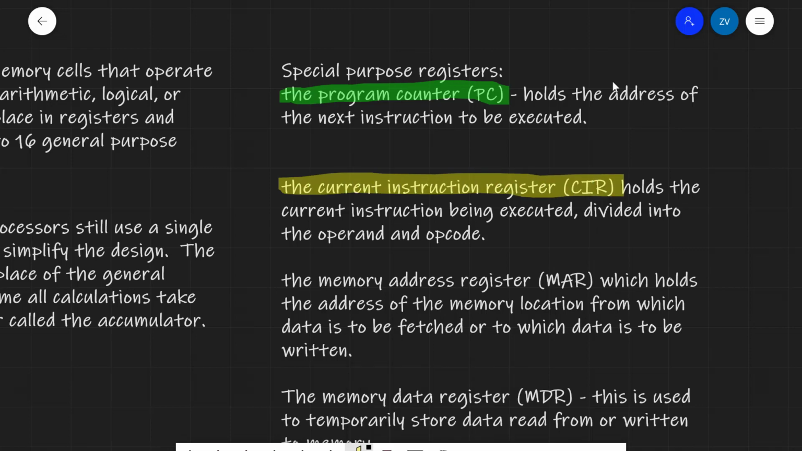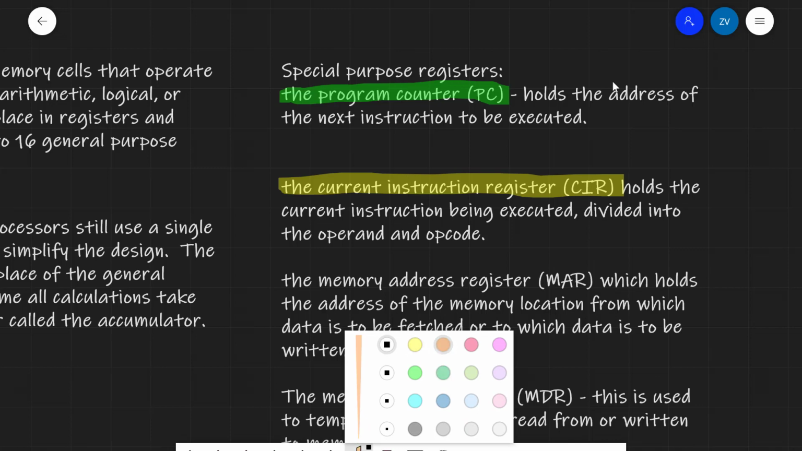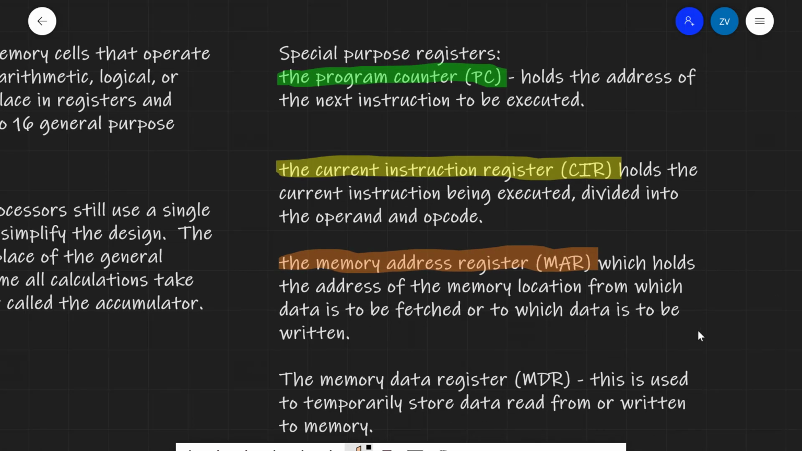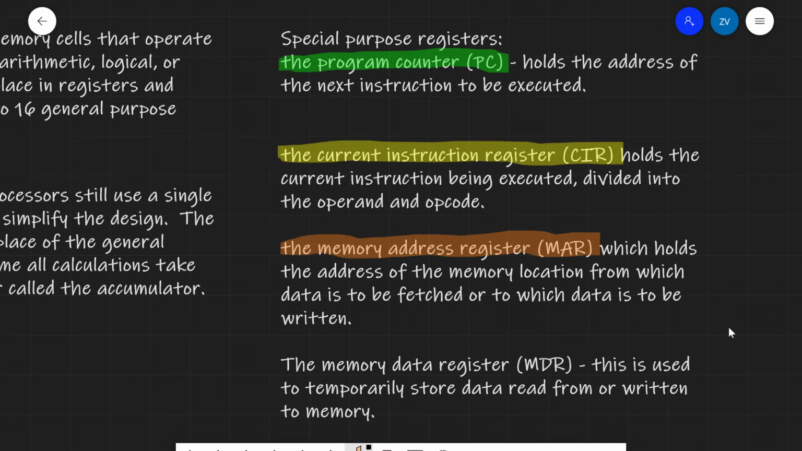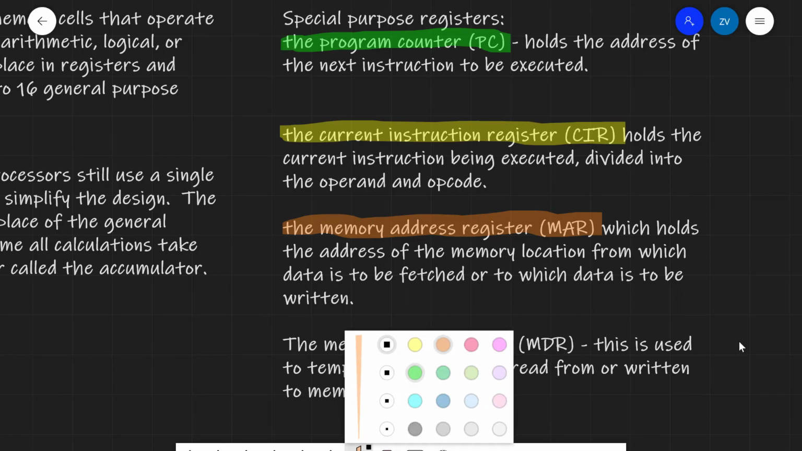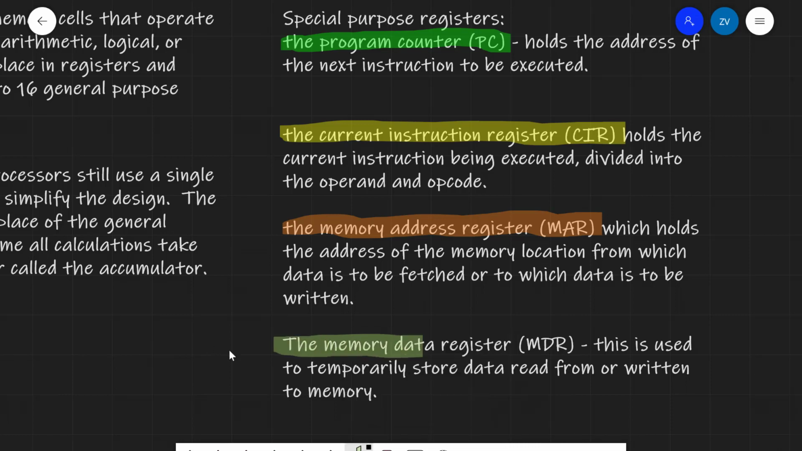After that, we're going to be looking at the memory address register, the MAR, and the job of the MAR is to hold the address of the memory location from which data is to be fetched or to which data is to be written. The memory data register, or the MDR, is used to temporarily store data read from or written to the memory. Now these will be a lot easier to remember once we look at the fetch, decode, execute cycle.